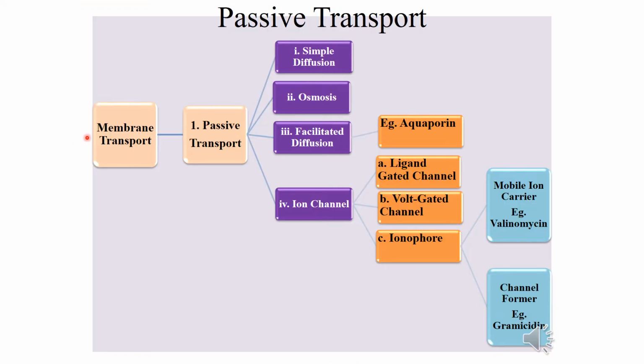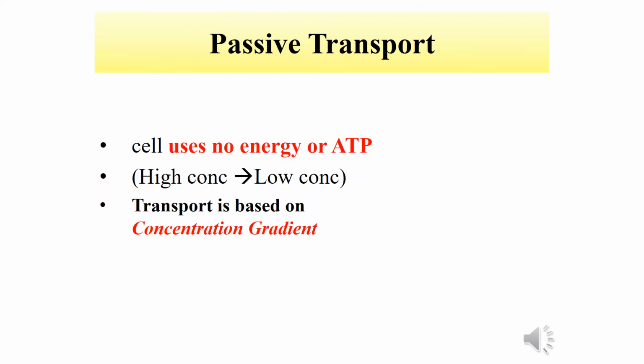So we have already discussed about the passive transport. We are now going to discuss the types, each type with their examples. So let us begin with passive transport. Passive transport, here the cell requires no ATP or no energy. The movement is from higher concentration to lower concentration. So this is known as transport based on concentration gradient.